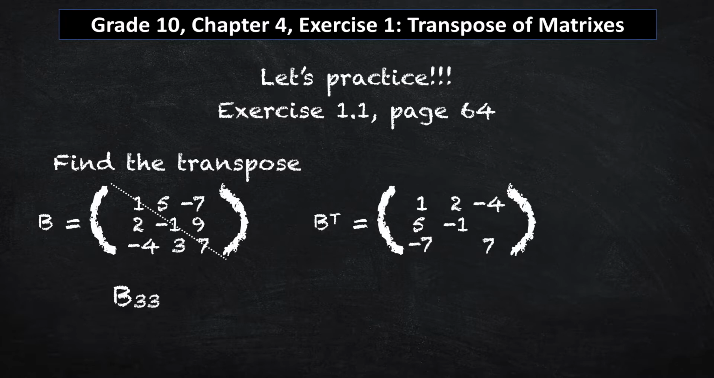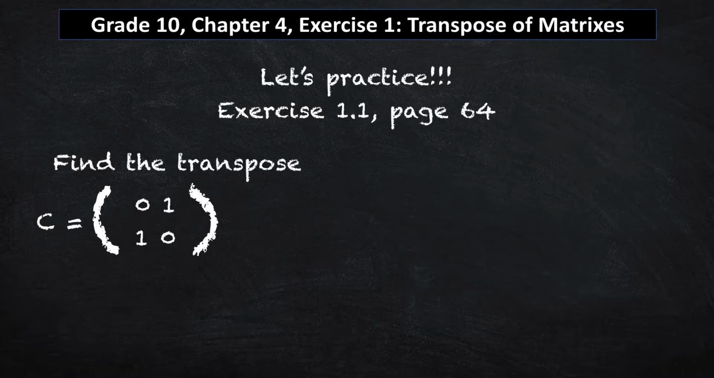So the second row of the matrix B will become the second column of the transposed matrix, and so forth and so on, so that the final transposed matrix is this one, which is also a 3 by 3 matrix.